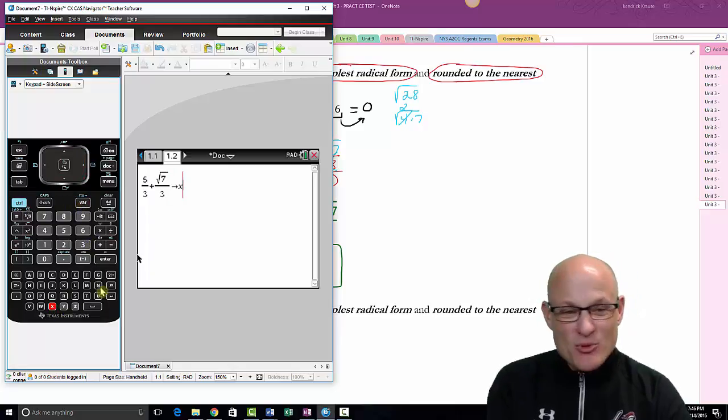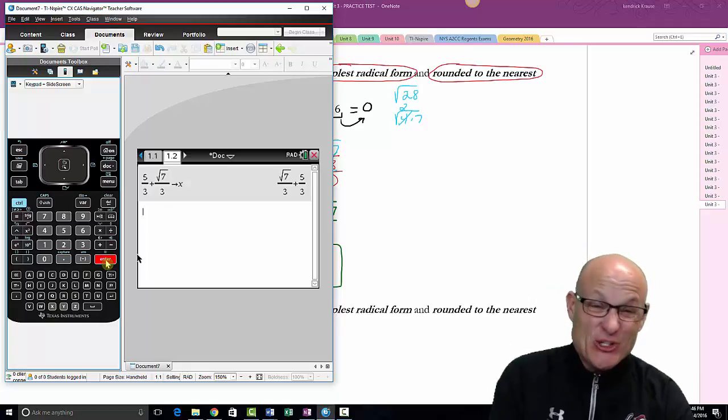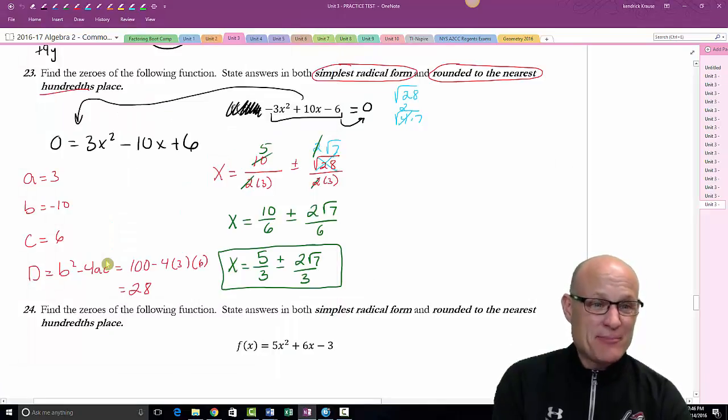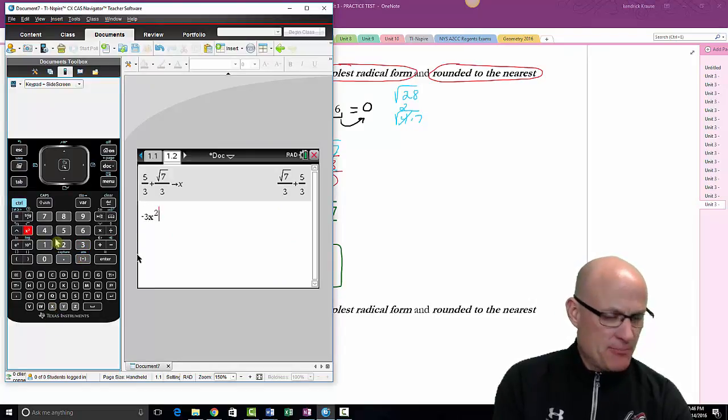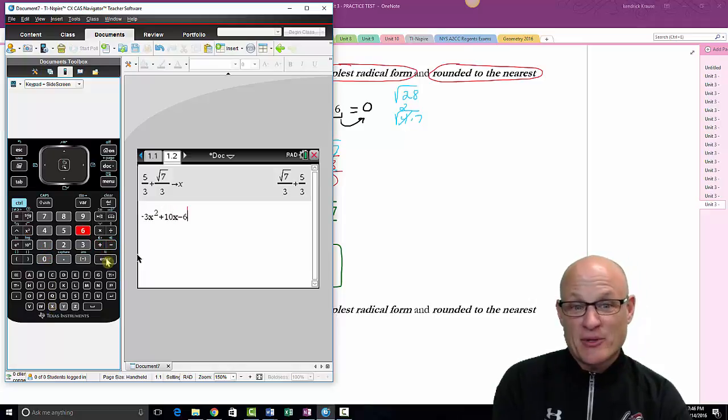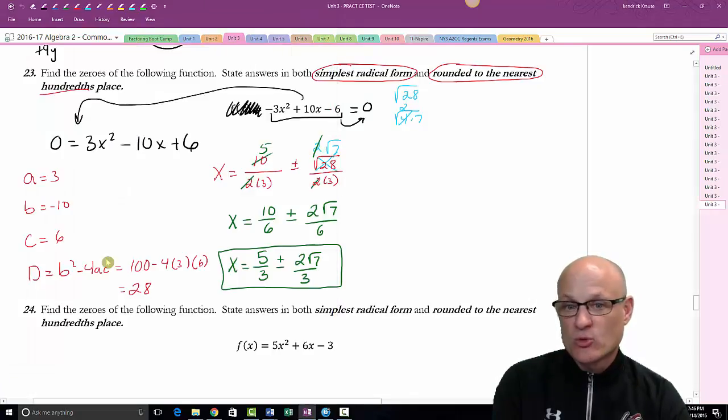You can almost check almost everything on this text. Get used to it. Store it into x and type it in. Negative 3x squared plus 10x. Now I'm going back to the original. Always go back to the original. Minus 6. Now if it doesn't equal 0, I did something wrong. Equals 0. I'm in great shape.